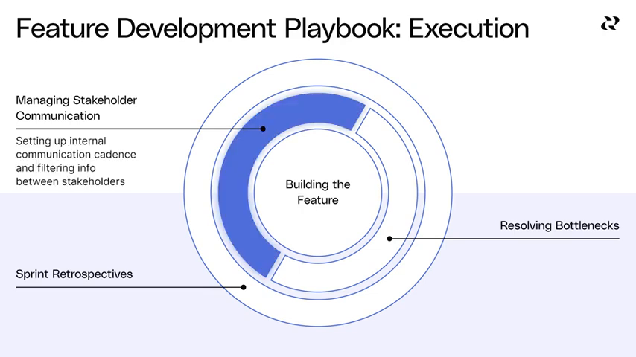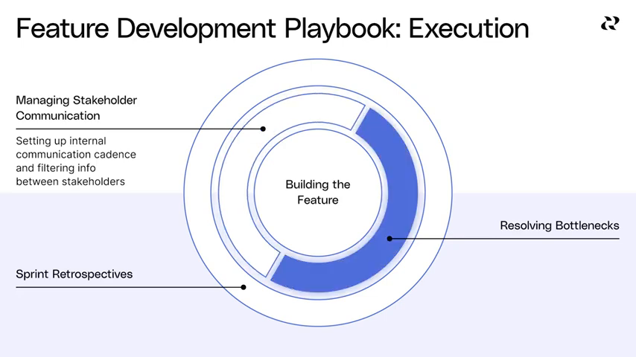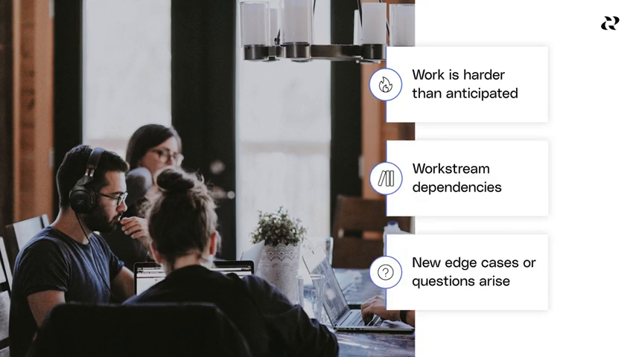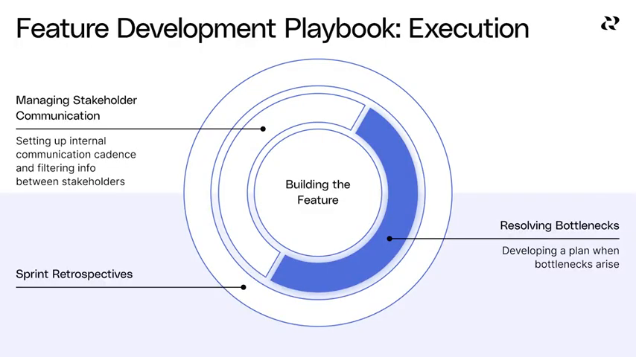Managing stakeholder communication means setting up the right internal communication cadence to stay up to date on engineering progress, and also filtering information between engineers and other key stakeholders throughout development. The second activity is unblocking engineers by resolving bottlenecks. As development progresses, bottlenecks can arise in one of three forms. The work is harder than expected, some work needs to be completed before other work can begin, or new edge cases or questions arise that haven't yet been answered by the team. If these bottlenecks remain unresolved, the work can grind to a halt, leading to project delays. Enabling progress here requires the team to come up with a plan to resolve the bottleneck.